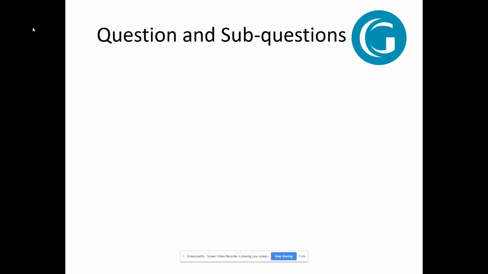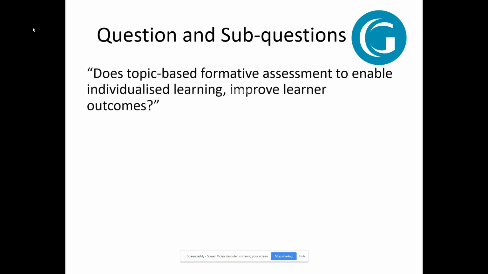This led us to our main question for our Action Research and also our sub-questions. Does topic-based formative assessment to enable individualised learning improve learner outcomes? And then our 4 sub-questions.